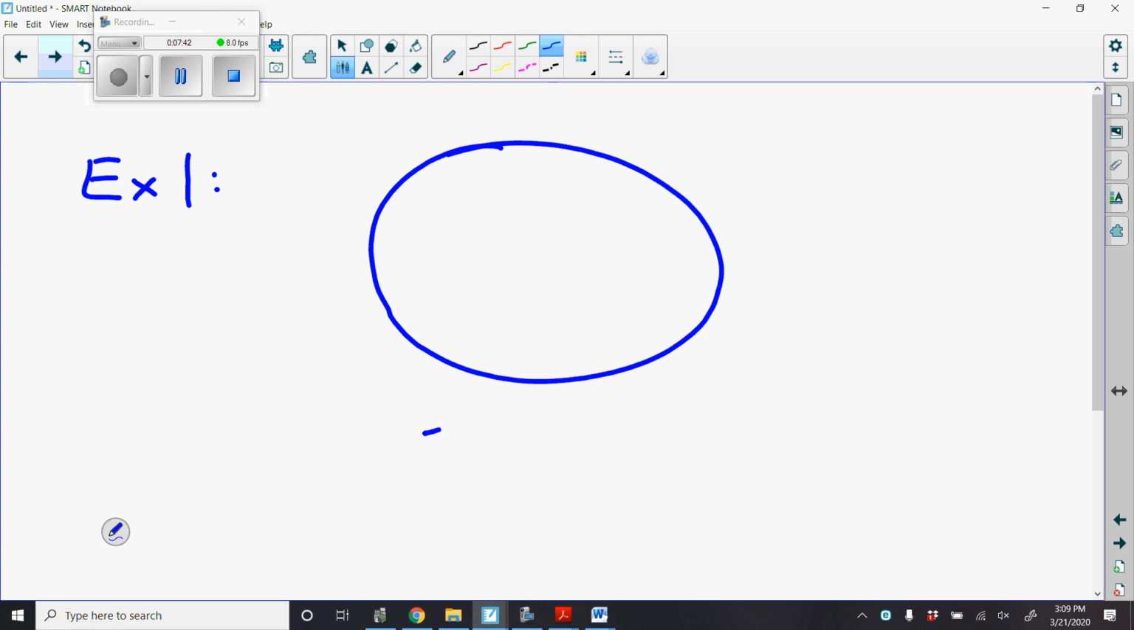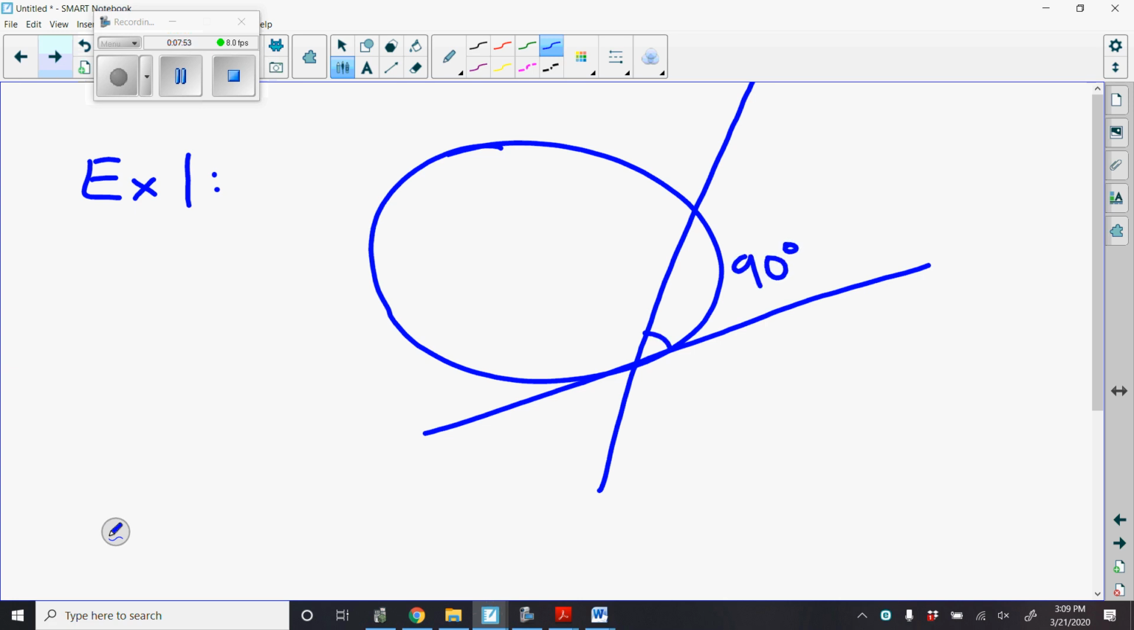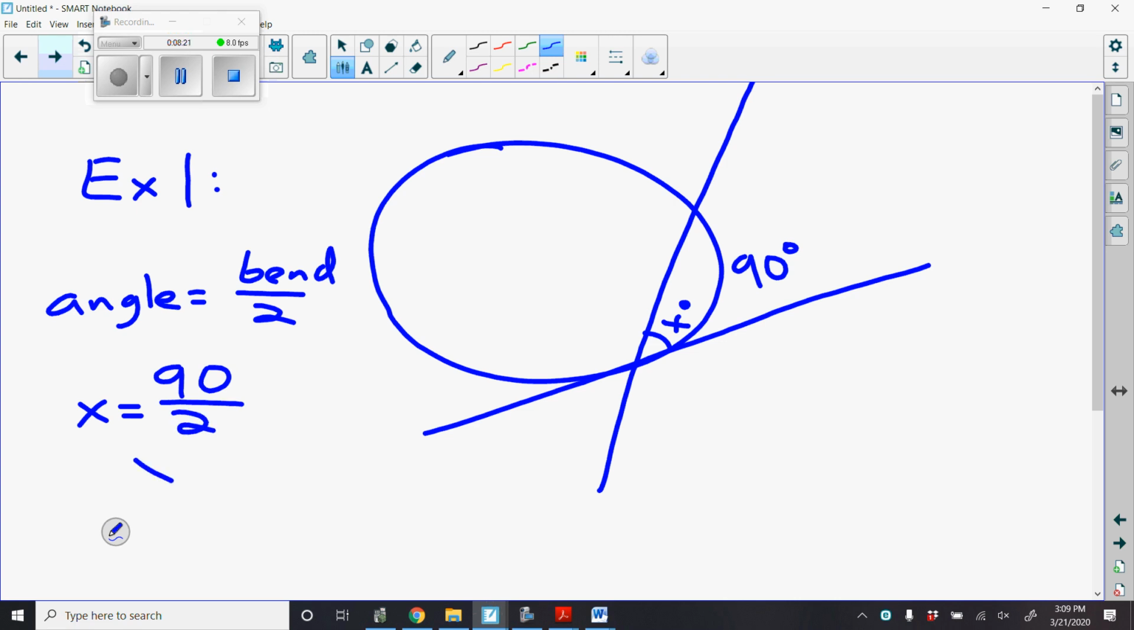Okay, here's my circle. Here's my tangent line. Here's my secant line. If I said this was 90 degrees right here, what would be that measure of X? And here's what I'd do. I'd say, hey, I know that's a secant tangent line on the circle. I know angle equals bend over 2. So what's my angle? Well, my angle is listed as X. What's my bend? My bend is 90 over 2. So I get X equals 45.